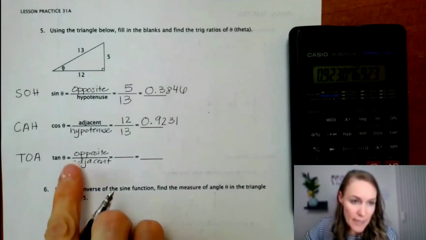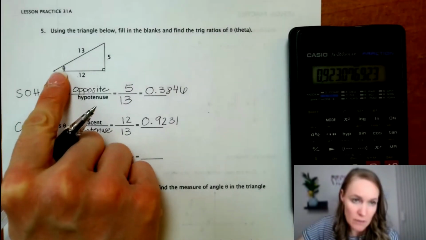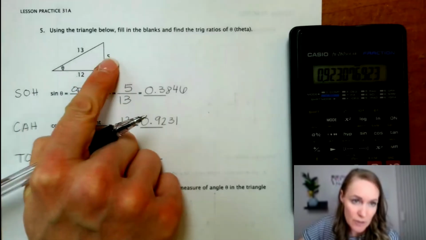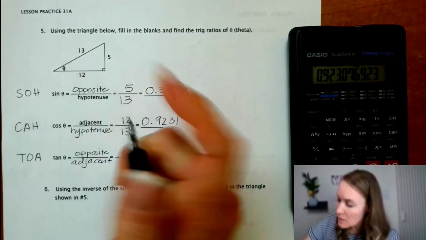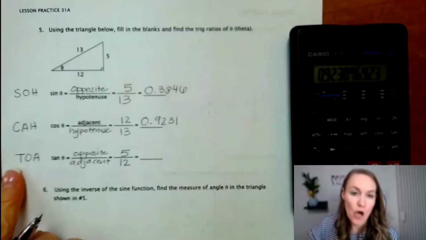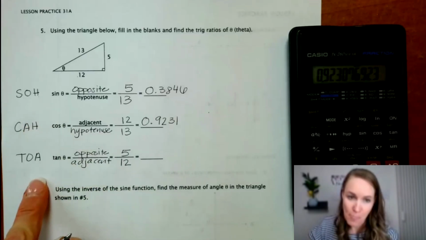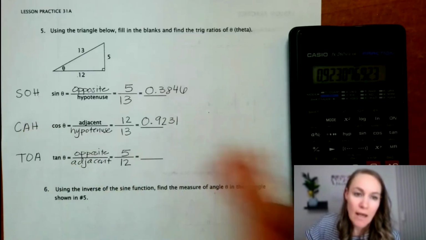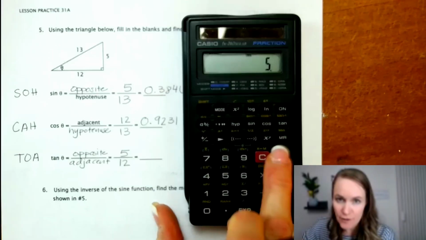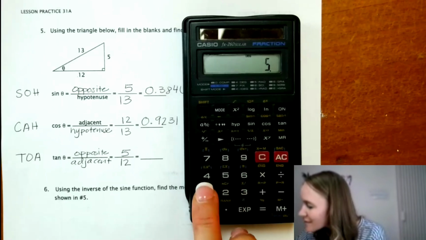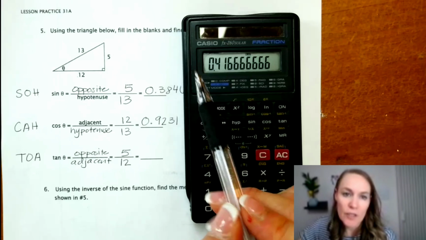Okay, tangent is the opposite over adjacent. So the tangent of theta equals the opposite, which is 5, divided by the adjacent. The memory trick is TOA, SOHCAHTOA. Okay? I'm going to plug it into my calculator. Oh, I'll clear first, just in case. 5 divided by 12. And I'm going to round to 4 digits.